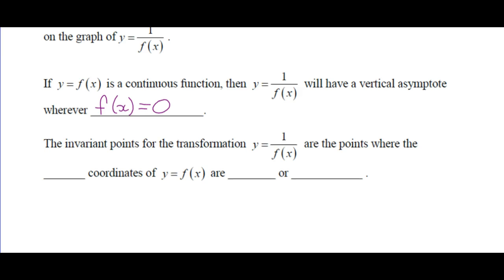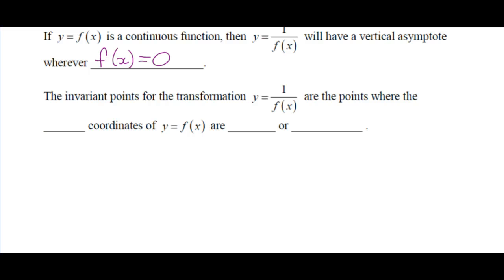The invariant points for the transformation y equals 1 over f of x are the points where the blank coordinates of y equals f of x. So which coordinates? And what are they? The y coordinates, right? Yeah, take a flyer, you get a 50-50 chance. Where the y coordinates are what? 1 or negative 1. Okay? So as much as it looks like there's still a ton of stuff to do, it's actually going to go fairly quickly.